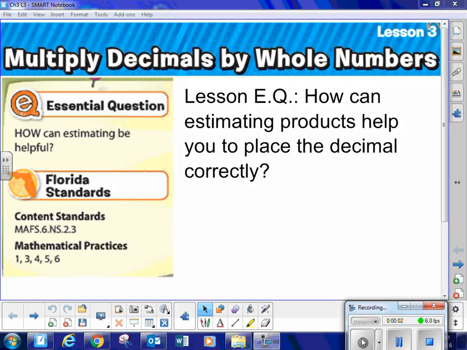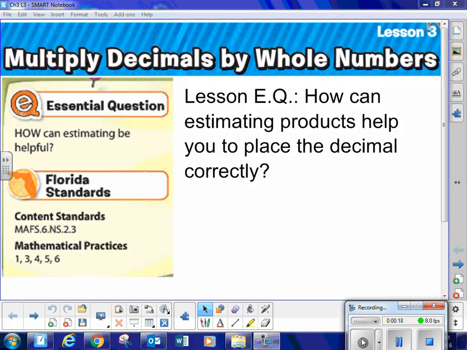Our next lesson is multiply decimals by whole numbers. This is lesson number 3 of chapter 3. This should be viewed after estimating products is viewed. The overall chapter essential question is how can estimating be useful?